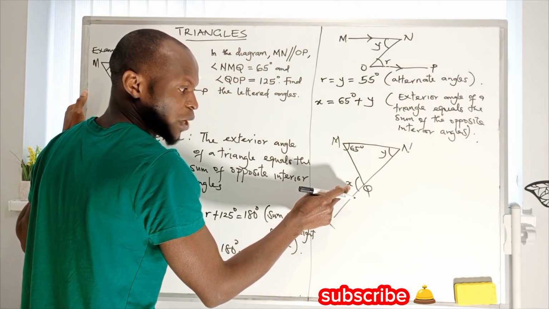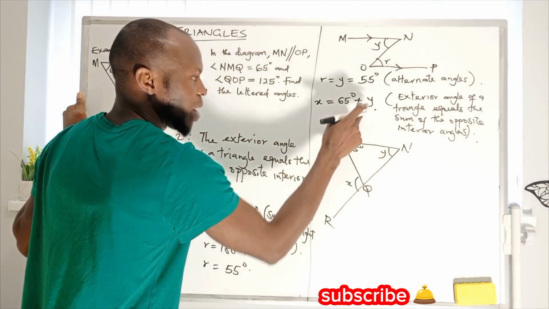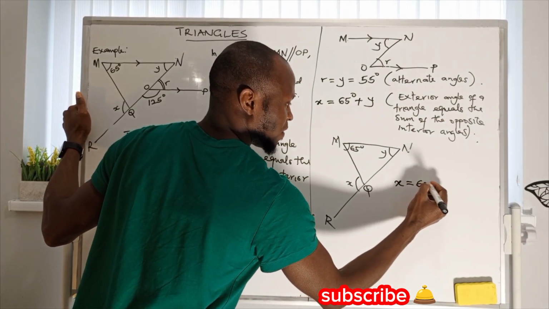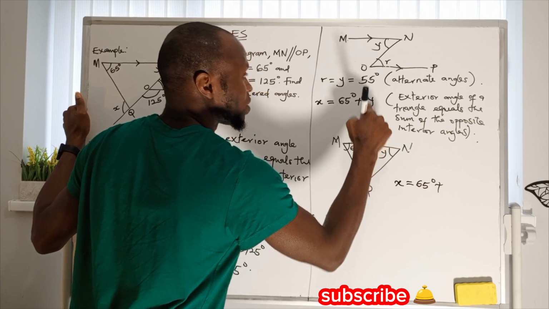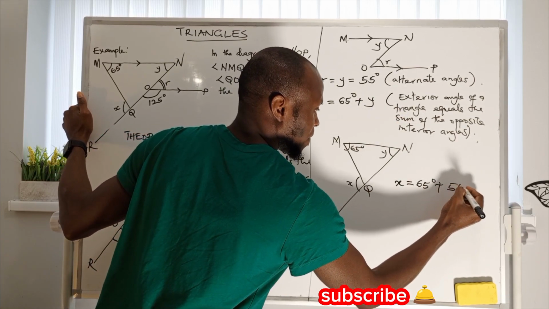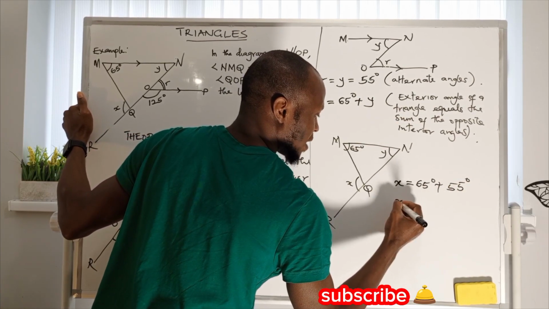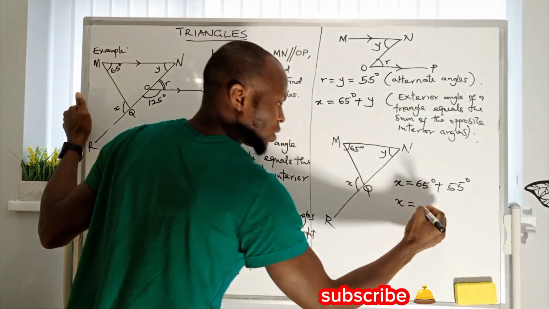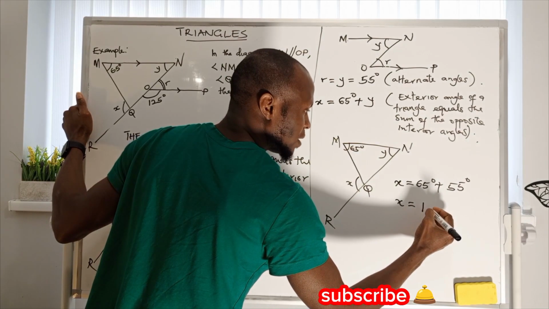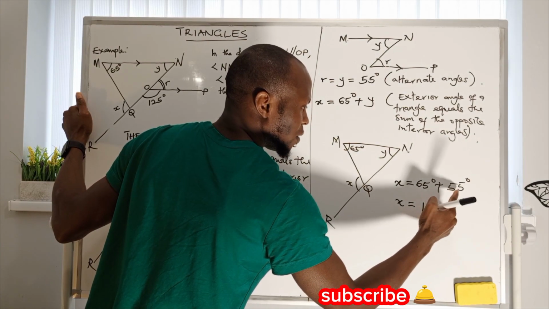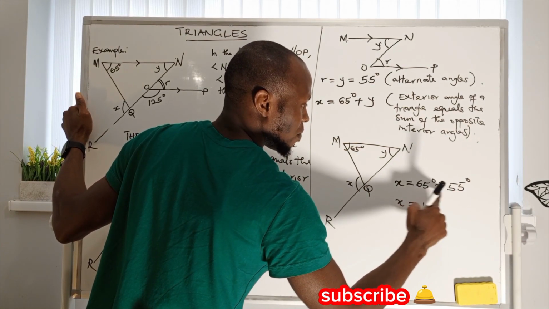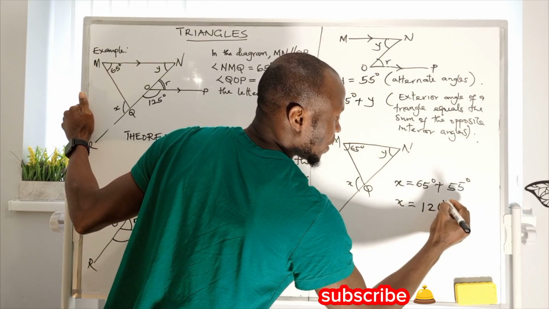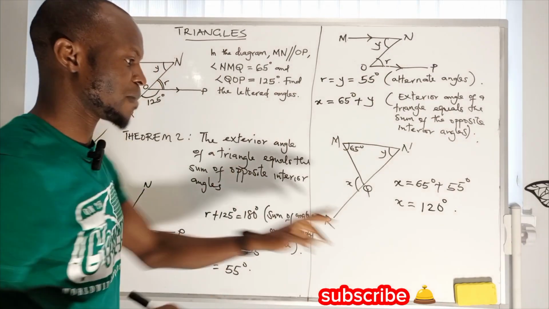Okay? So now, what is my Y? My X will now be equivalent to 65 degrees plus my Y that I've gotten, which is 55 degrees. If you add 65 plus 55, it will give us 120 degrees. Okay, so that is my X.